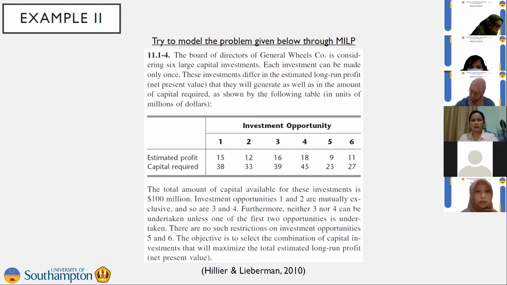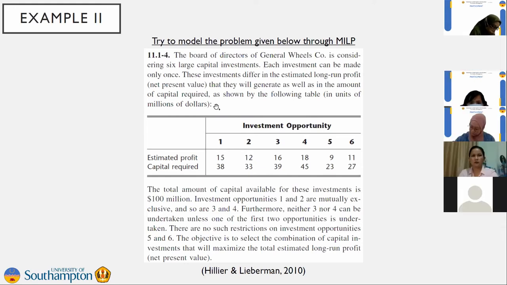Thank you. It is a representation of all of each logic that exists. And now we will talk together about that, and the expectation is maybe all of you have started to run the process. In this problem, it is about a company. Let's say the name of the company is General Wheels Company. They are considering 6 large capital investments. Each of the opportunities can only be requested once.